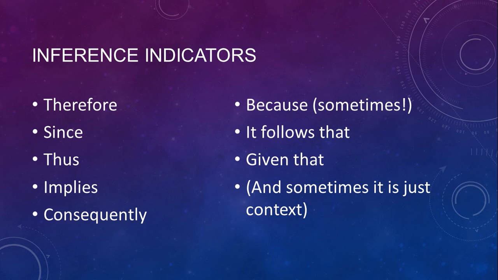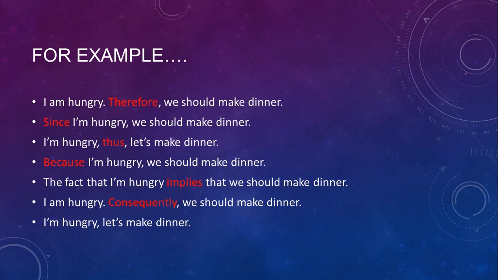And sometimes it's just the context. Sometimes none of these inference indicators will be present, and you just have to look at the conversational context and infer that somebody's trying to present an argument to you. So, for example, these are all arguments. We're really starting at the very simplest possible arguments, and we'll spend the rest of the course gradually ramping up the complexity. So we're not going to stay at this level, but let's start there.